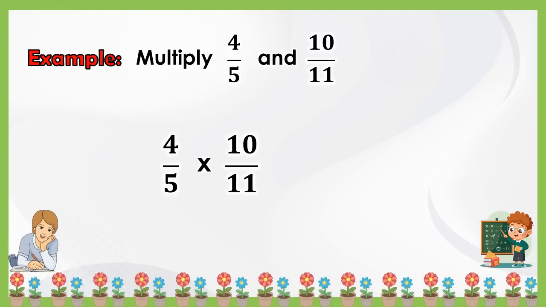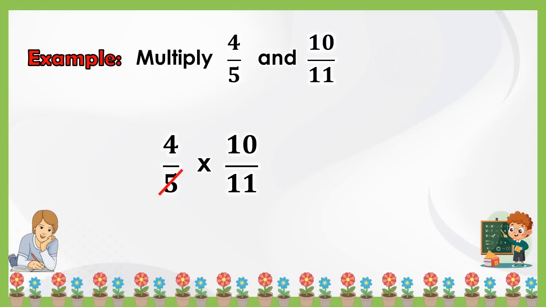Let's find out. Is there a common factor in numerator 4 and denominator 5? No. How about numerator 10 and denominator 11? No. There is no common factor. How about numerator 4 and denominator 11? No. There is no common factor. How about numerator 10 and denominator 5? Yes. There is a common factor. In denominator 5 and numerator 10, there is a common factor.